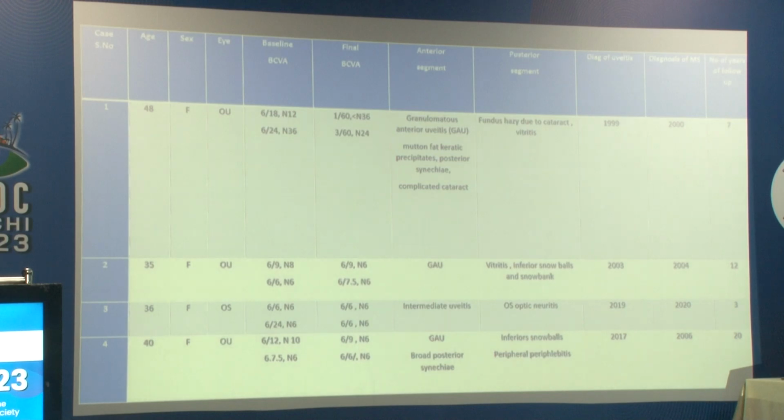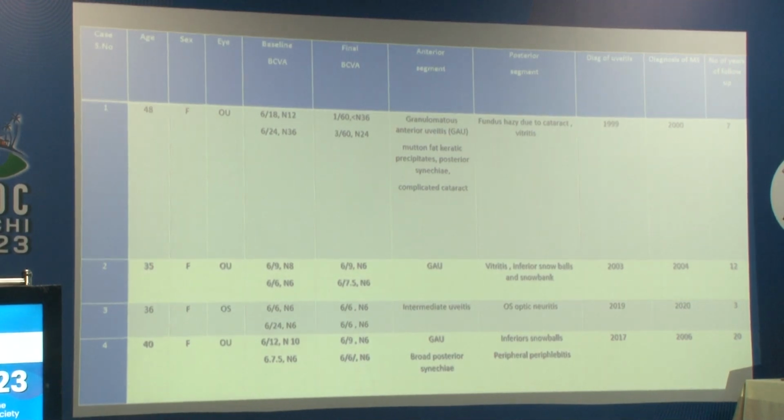This is a summary of all cases. All were females, and both eyes were affected in almost all. In spite of all the protracted illness, they maintained good vision. Anterior uveitis was granulomatous with mutton fat KPs, and it was intermediate uveitis with snowballs and peripheral phlebitis. The longest follow-up we had was 20 years. And the uveitis developed either before or after MS in almost all the cases.